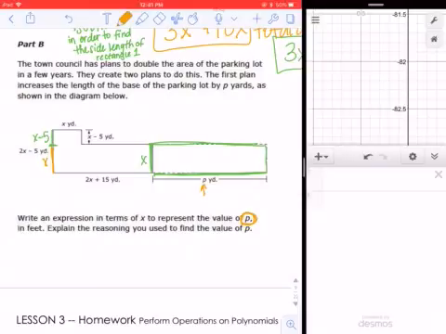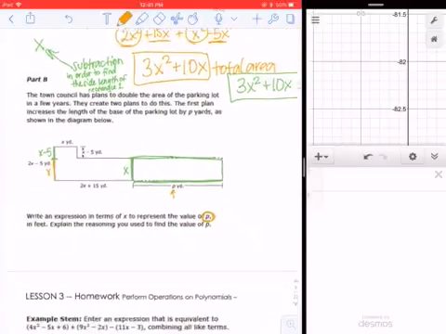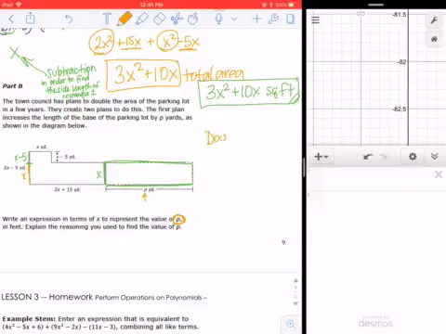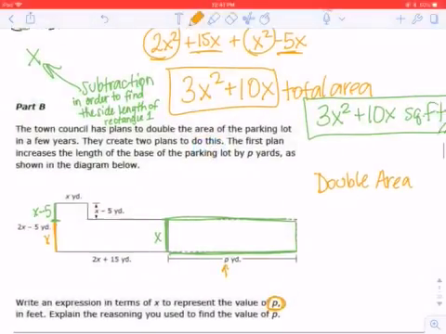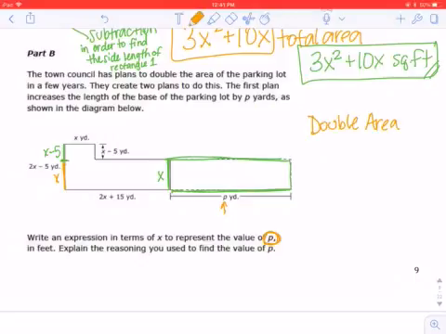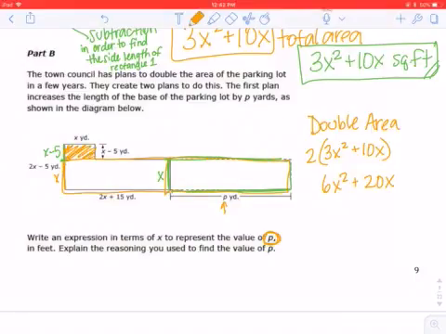Remember, we're going to label it. So this is my explaining. We're going to double the area. We have the area from the beginning, which is 3x squared plus 10x, and we're going to double it. That means multiply times 2, so we have 6x squared plus 20x. Then we're going to take away the area that's not included. We're doubling this section here, but we're not really doubling that section there.